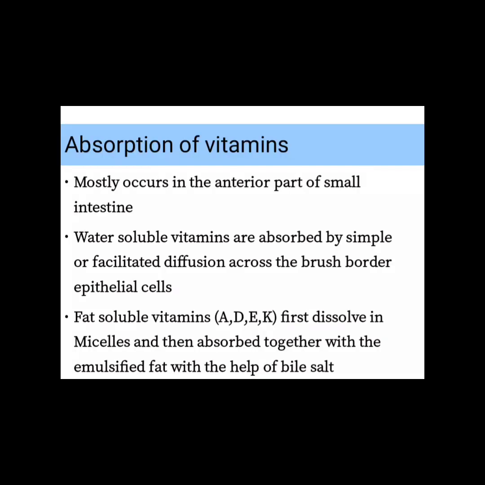Now let's move on to the next topic, absorption of vitamins. Mostly absorption of vitamins occurs in the anterior part of the small intestine. We all know that two types of vitamins are present, water soluble vitamins and fat soluble vitamins. Water soluble vitamins are absorbed by simple or facilitated diffusion across the brush border epithelial cells.